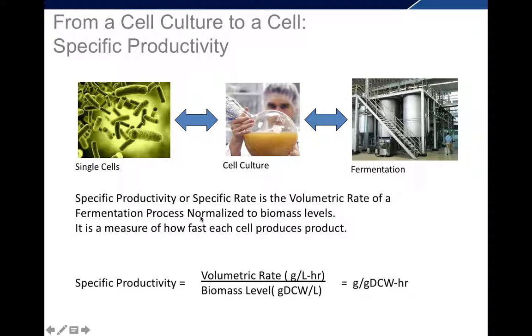So specific productivity or specific rate, which I will use interchangeably, is the volumetric rate of a fermentation process normalized to the biomass level. And basically it's a measure of how fast each cell produces product, right? So mathematically it's the volumetric rate divided by the biomass level, and the units are gram per gram dry cell weight per hour. Other units can be used, gram per OD per hour, gram per cell per hour, but we'll use these in this course.